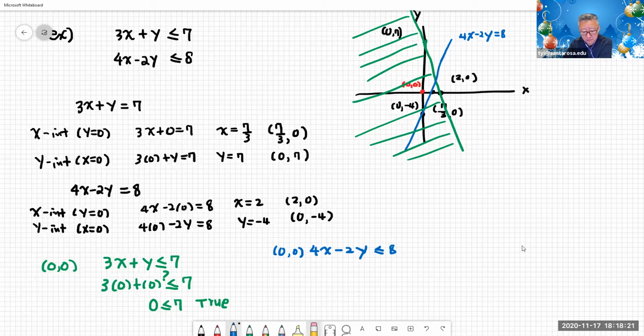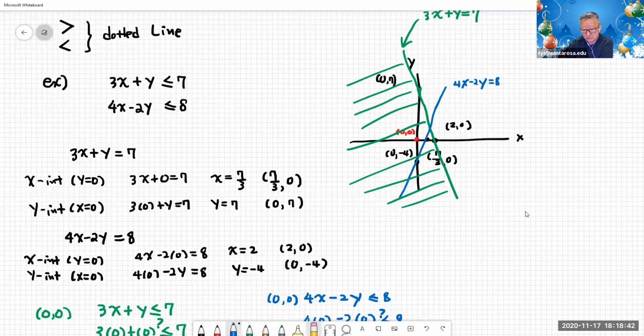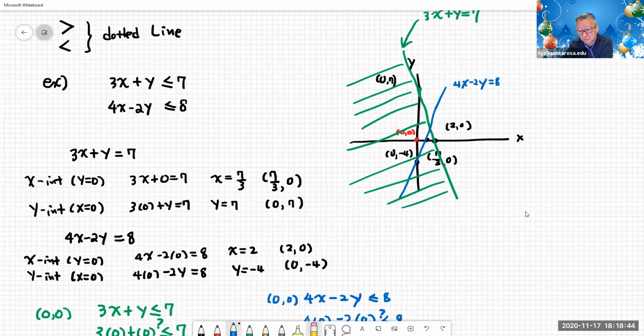Let's plug that in. You've got 4 times 0 minus 2 times 0. Is this going to be less than or equal to 8? Well, that's going to be 0, right? 0 is indeed less than or equal to 8. So that's also true. That means we're going to shade the area that contains (0, 0). So I'm just going to extend this a little bit over here.